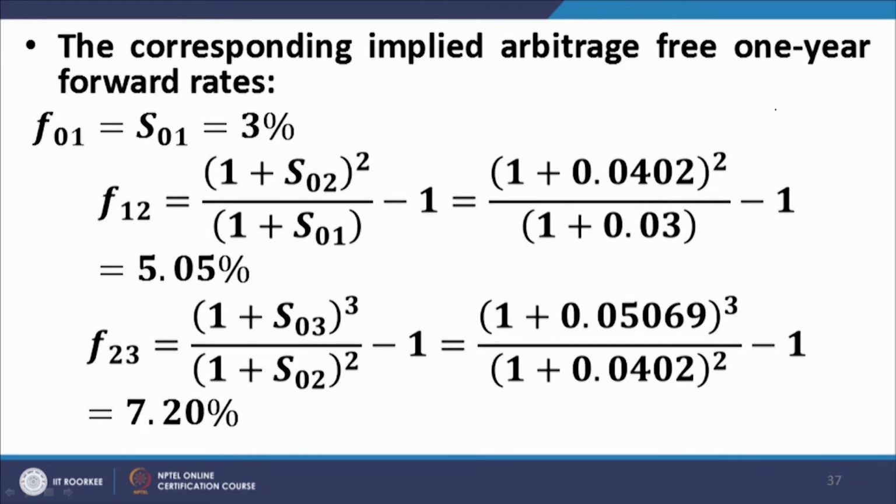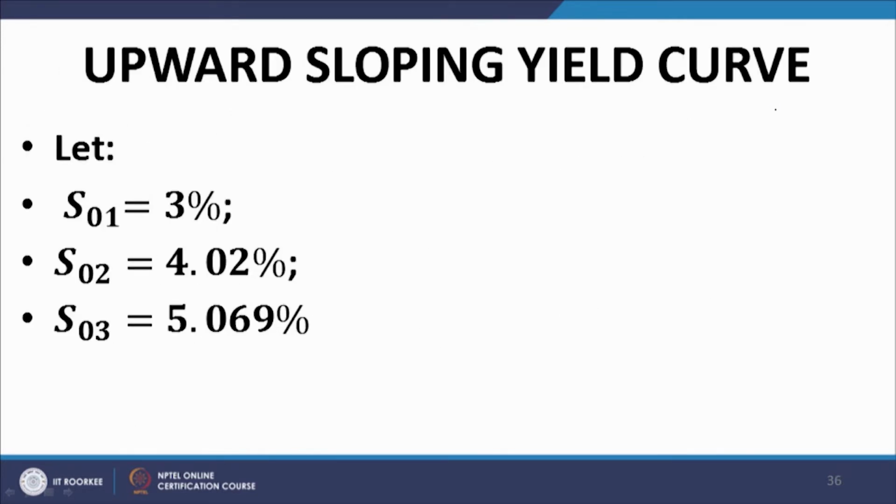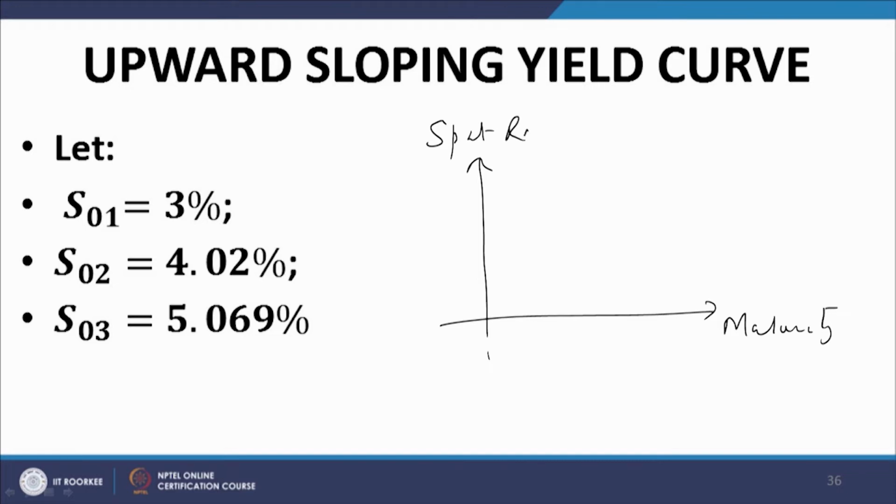this is an upward sloping yield curve. If you look at the spot rates, they are increasing with maturity. Spot rates increasing with maturity is called an upward sloping yield curve. It will be something like this. This is maturity. This is spot rate. Therefore, it will be something like this. So, as the maturity increases, the rate of interest increases, which is depicted in this illustration.